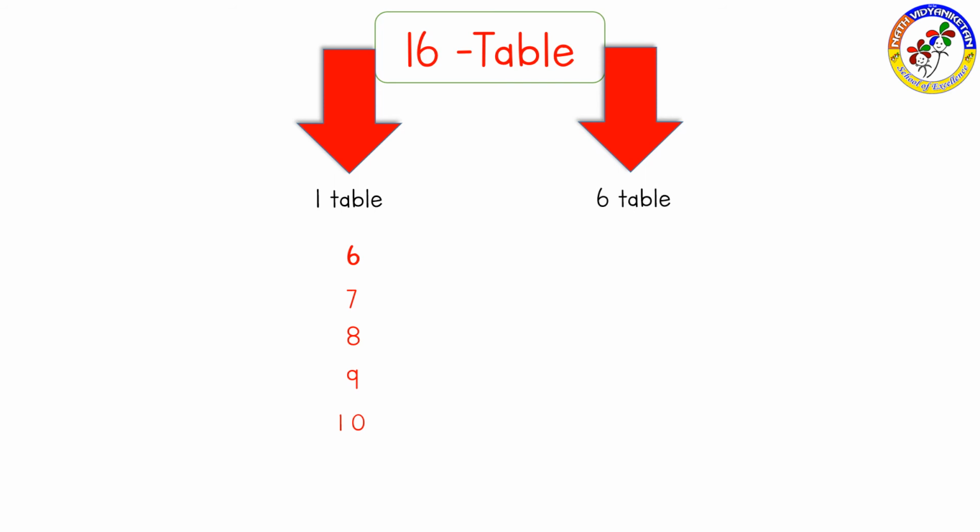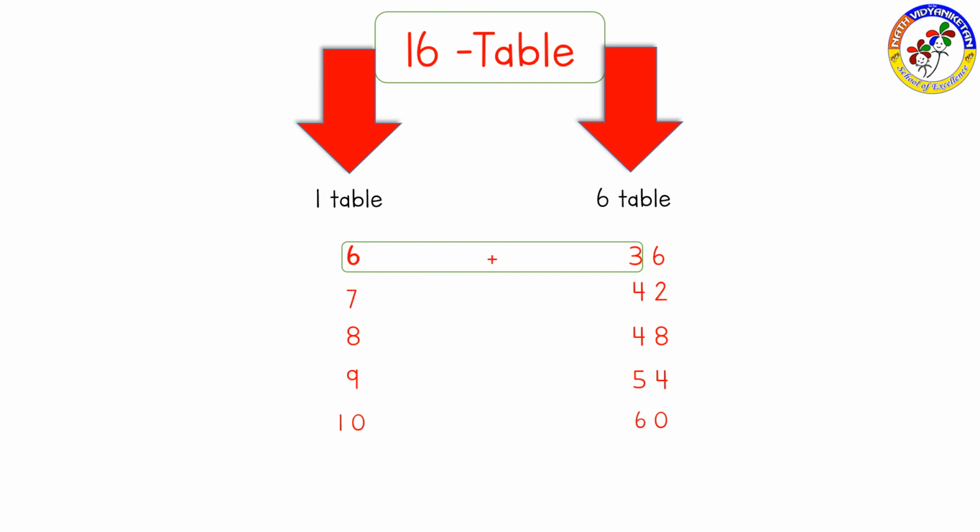Now from the sixth step let us go. 1 table from the sixth step. 1 6 is 6. 1 7 is 7. 1 8 is 8. 1 9 is 9. 1 10 is 10. Now right side, 6 table from the sixth step. 6 6s are 36. 6 7s are 42. 6 8s are 48. 6 9s are 54. 6 10s are 60. Now let us use the trick.